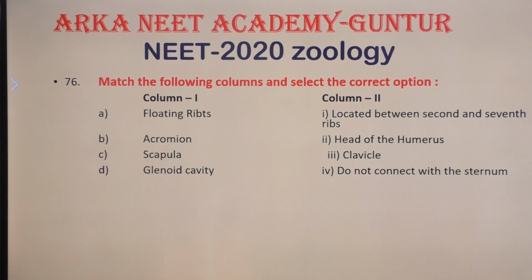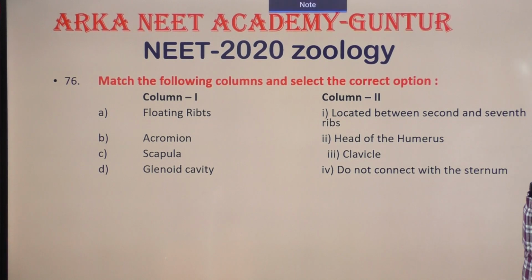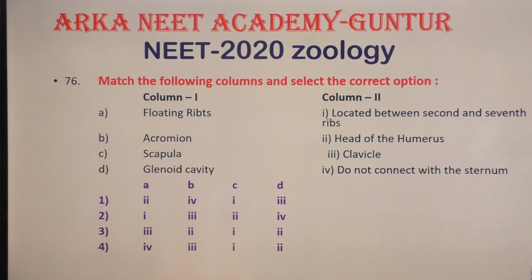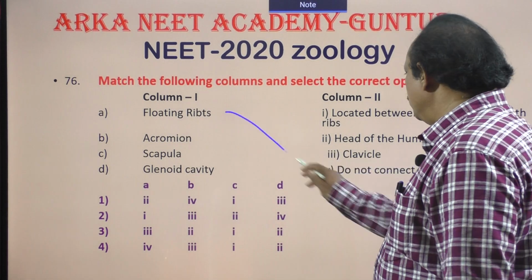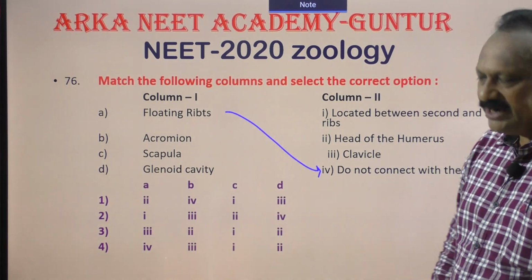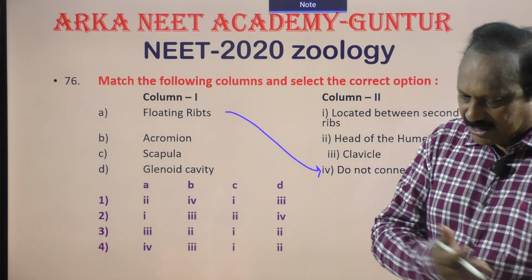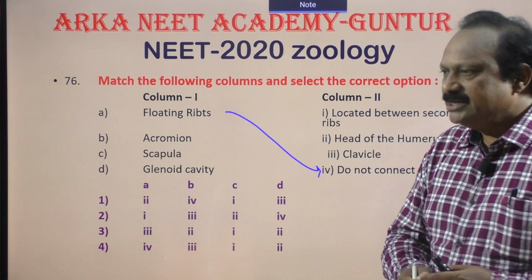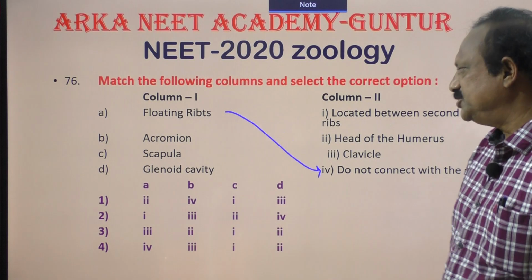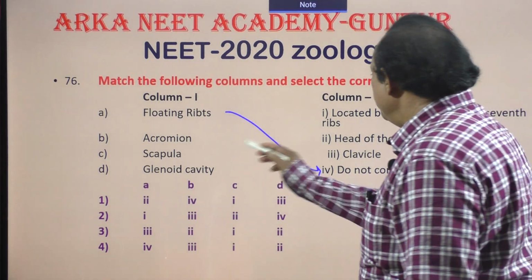Match the following columns and select the correct option. Now again, look at this one. Floating ribs, the 11th and 12th pairs of ribs, do not touch the sternum. At the same time, they do not touch the cartilage. Next, Acromion process.